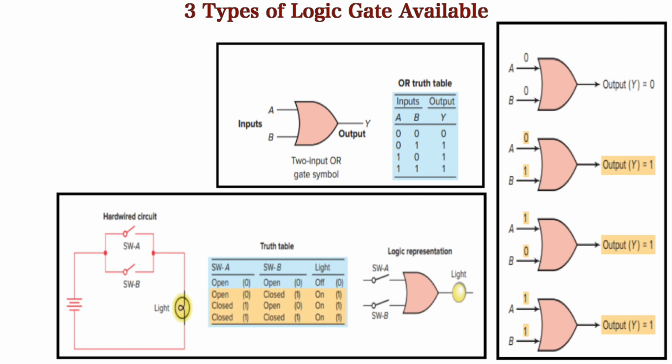Here you can see the representative circuit in the form of switches with a battery and a light indicator. To make the OR function, the switches are connected in parallel. You can see the truth table here. If both the switches are open, the light is off, meaning the output is 0. But if any switch is closed, either switch A or B or both switches, the output is on and the light will glow.